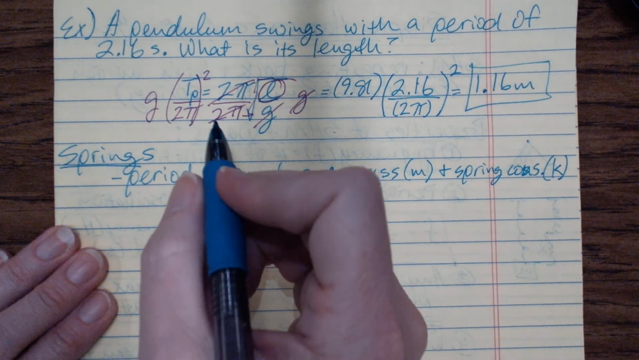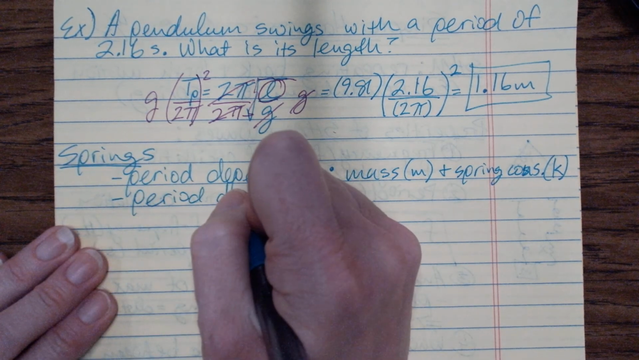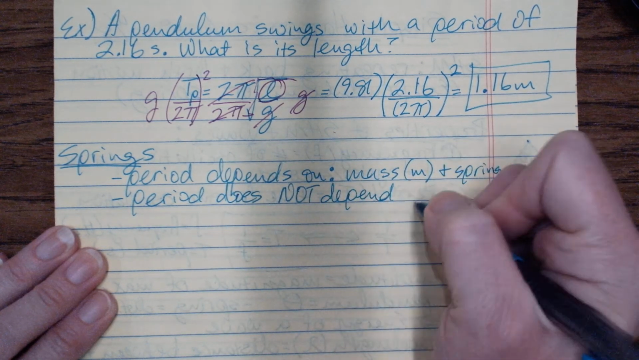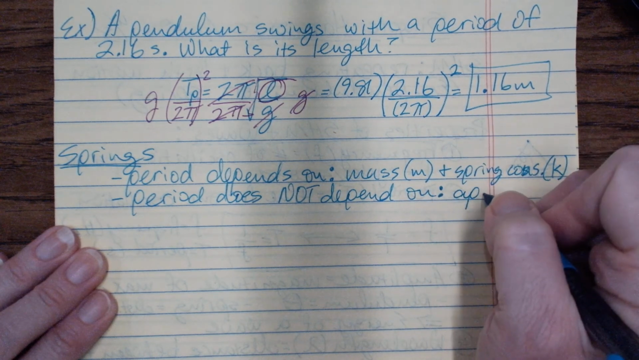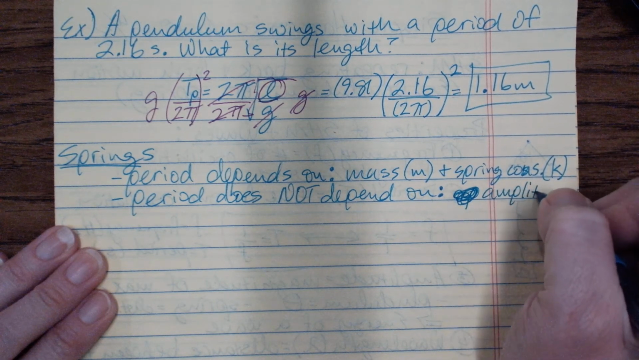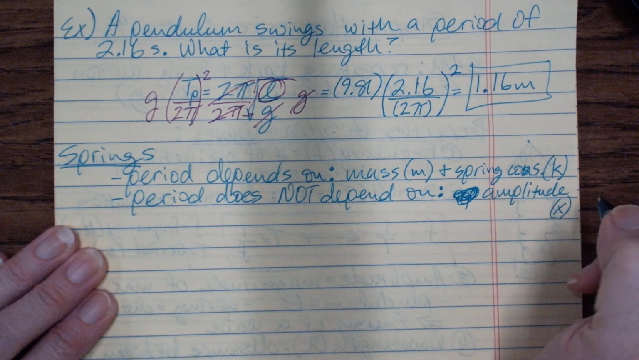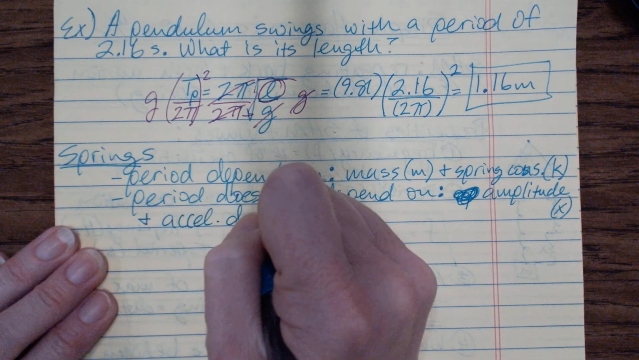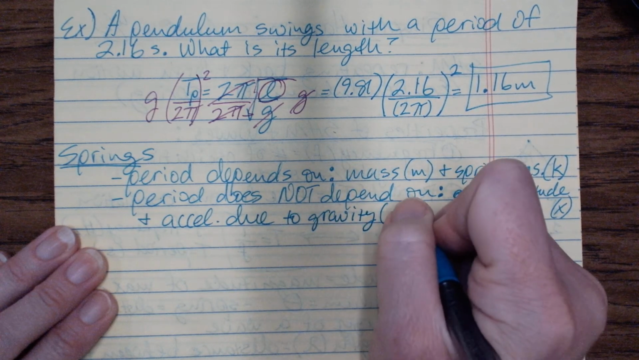Period does not depend on amplitude. If I could spell, that'd be awesome. Amplitude, which in this case will be x, and acceleration due to gravity, which is a lowercase g in the equation.